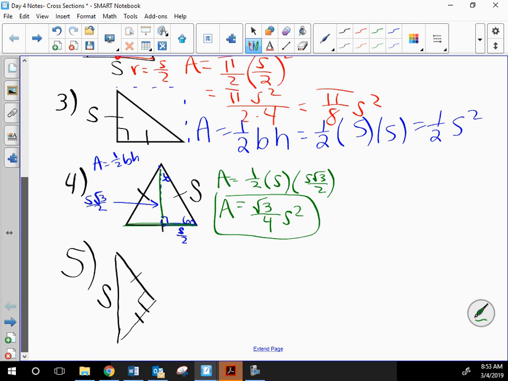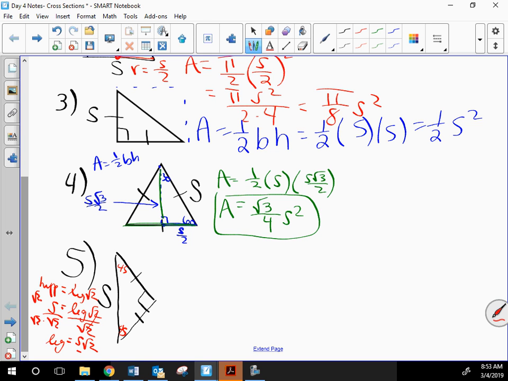Okay. And then for our triangle down here, again, a little bit more work. We have a 45-45-90, but now instead of giving us the leg, we have our hypotenuse. And our hypotenuse in a 45-45-90 is our leg times root 2. So if my hypotenuse is s, when I go to solve for my leg, I divide by root 2. We have to rationalize that, so multiply by root 2 over root 2, and I get s root 2 over 2.